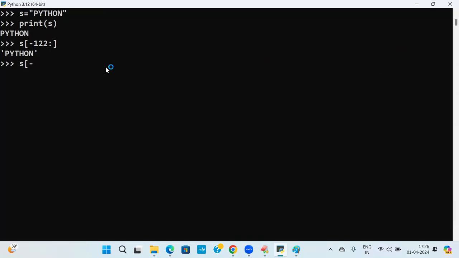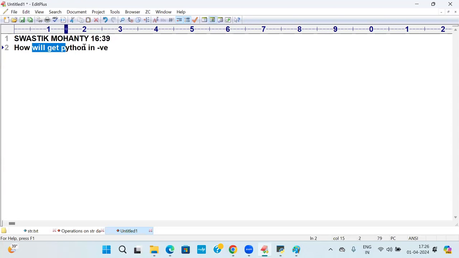S of minus 2. S of minus 2 colon. Answer. That's beautiful. Next I am writing minus 6 colon. Yes. So one student asked a question. Swastik Mohanty asked, how we will get Python in negative? S of what? Minus 6 colon.